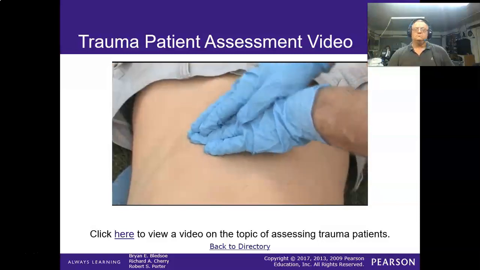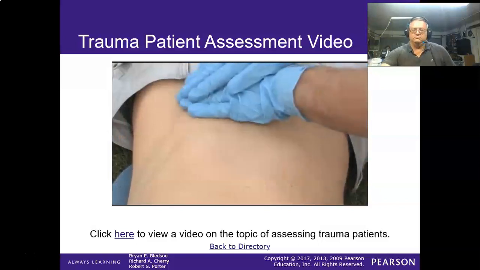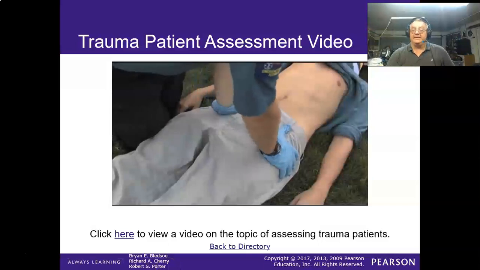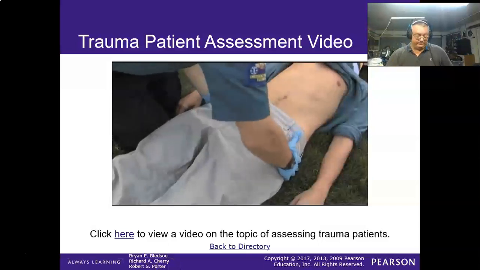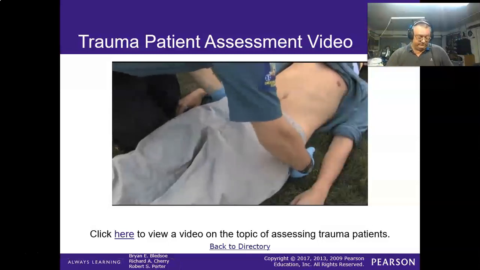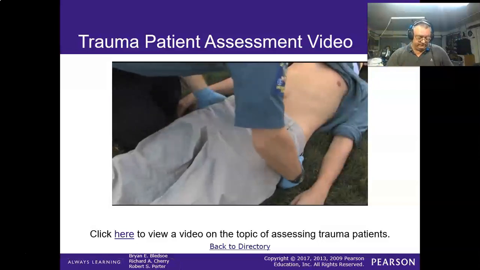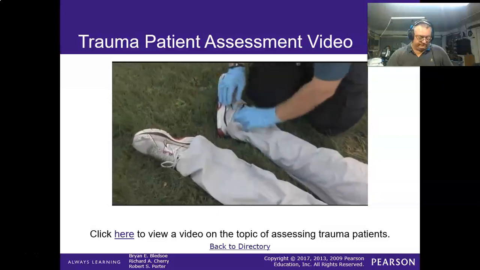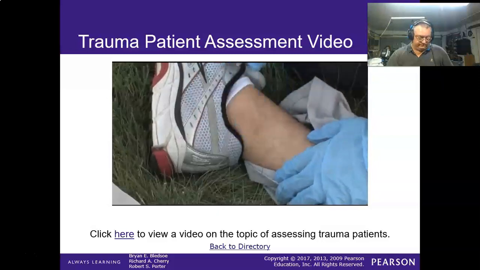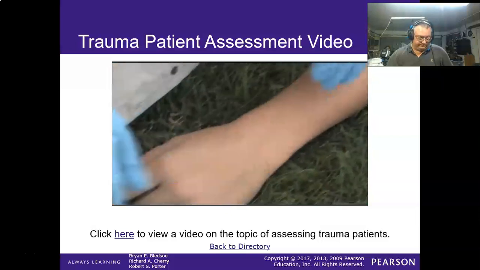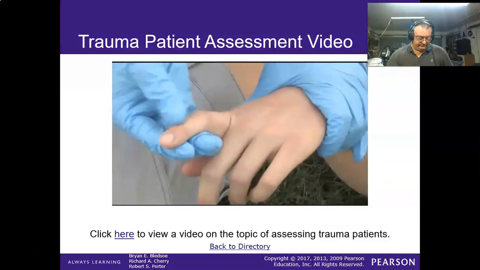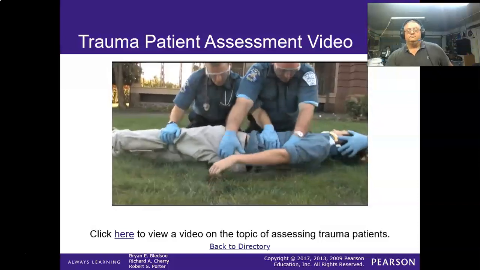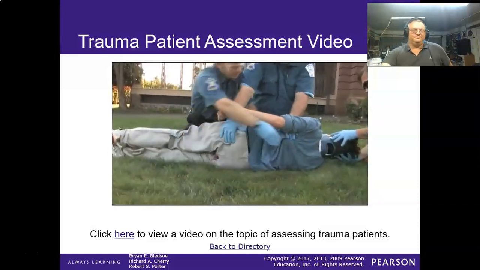Check all 4 quadrants of the abdomen for tenderness, rigidity, masses, bruising, or bleeding. Push anterior to posterior and laterally on the pelvic wings to test for stability, pain, or crepitus. Do not rock the pelvis. Check all 4 extremities for wounds, stability, and distal circulation, sensation, and movement, often referred to as PMS. Don't forget to check the posterior of the body for bleeding or other injuries.